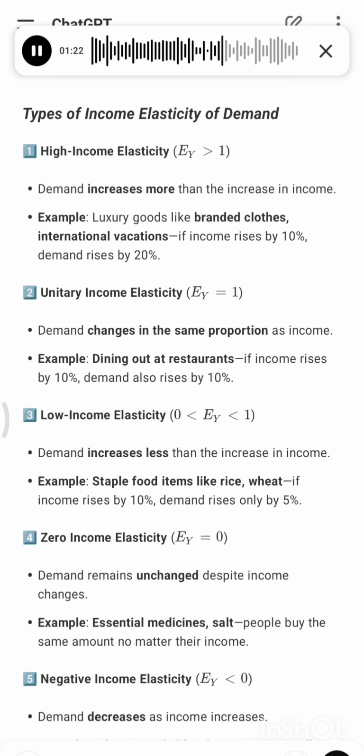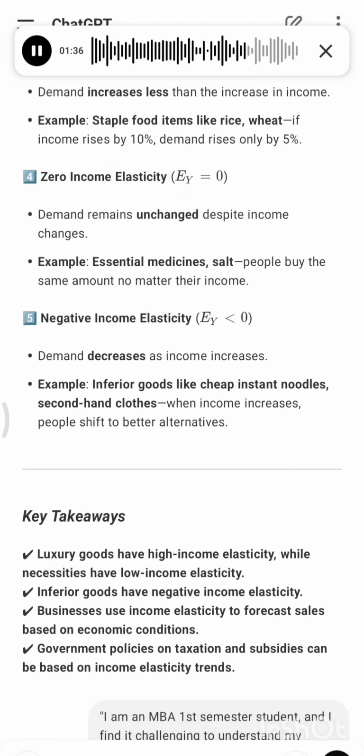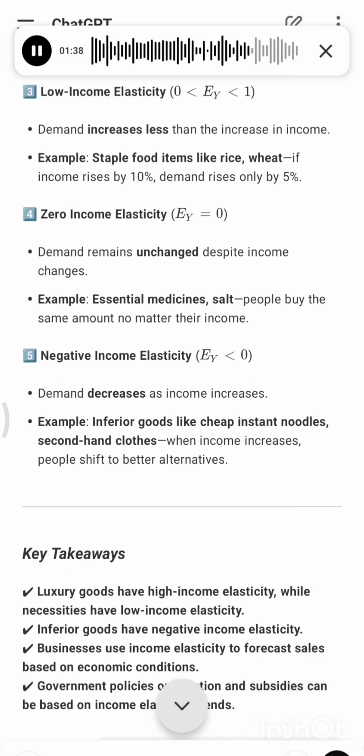4. Zero income elasticity, EY equals 0. Demand remains unchanged despite income changes. Example: essential medicines, salt. People buy the same amount no matter their income. 5. Negative income elasticity. EY less than 0, demand decreases as income increases. Example: inferior goods like cheap instant noodles, secondhand clothes. When income increases, people shift to better alternatives.